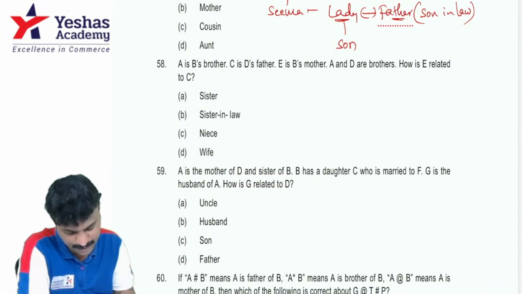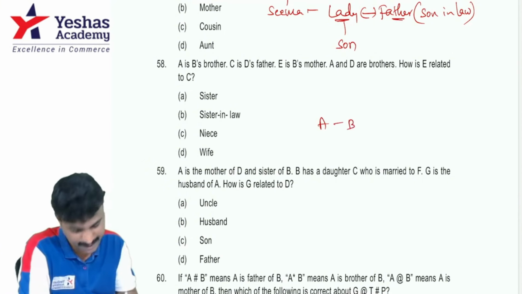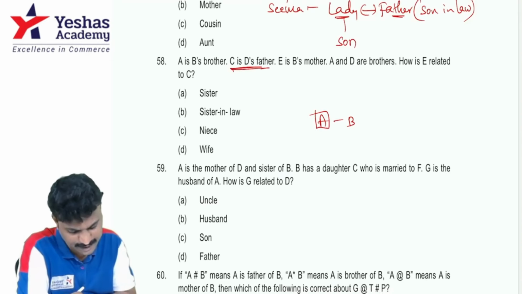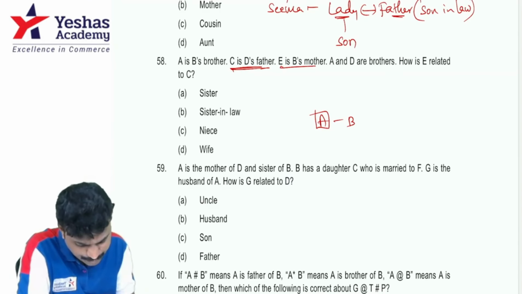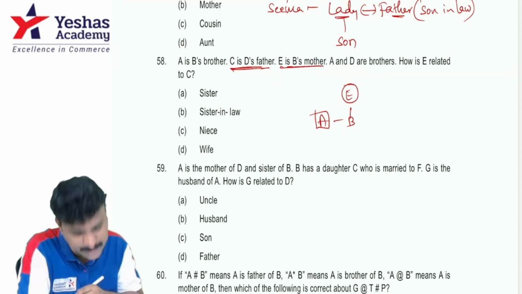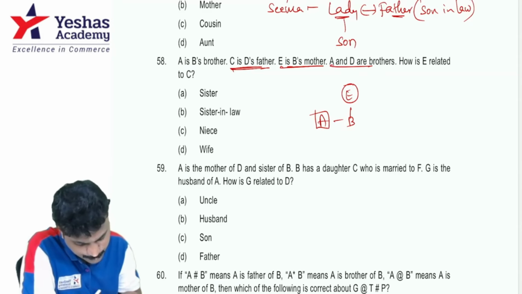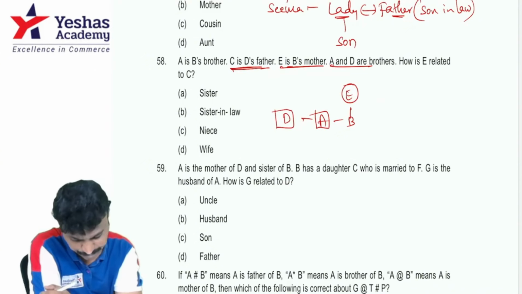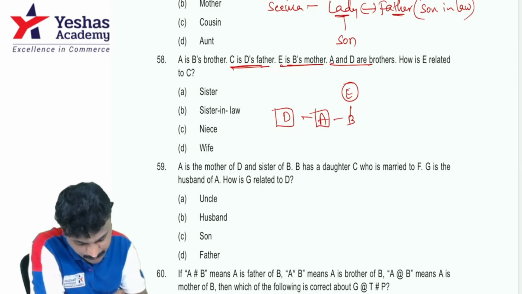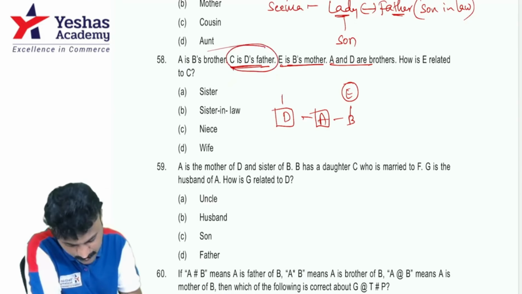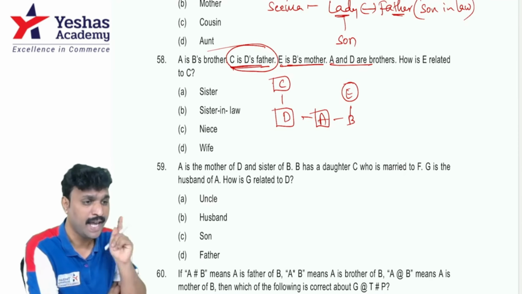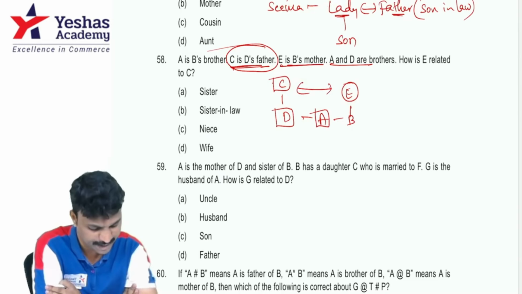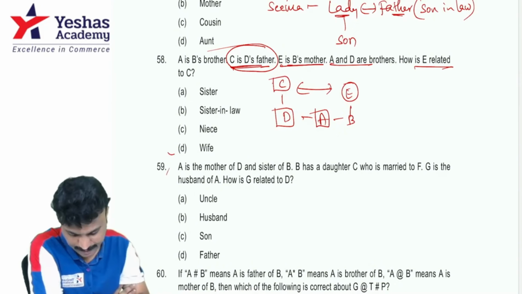58. A is B's brother. How do I mark A and B beside each other? A is B's brother. A's gender is known. A is a male. C is D's father. I cannot locate C and D as of now. E is B's mother. So E should be above B. Mother means female, circle, right? And A and D are brothers. So A and D are siblings. Next, C is D's father means C should be above. That means clearly A, D, B are siblings. That means C and E are married to each other. Yes or no? They are couples, married couples. How is E related to C? E is wife to C.